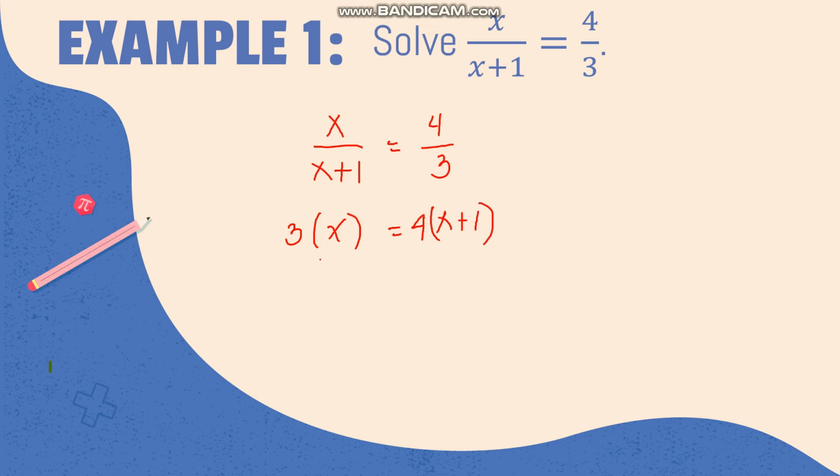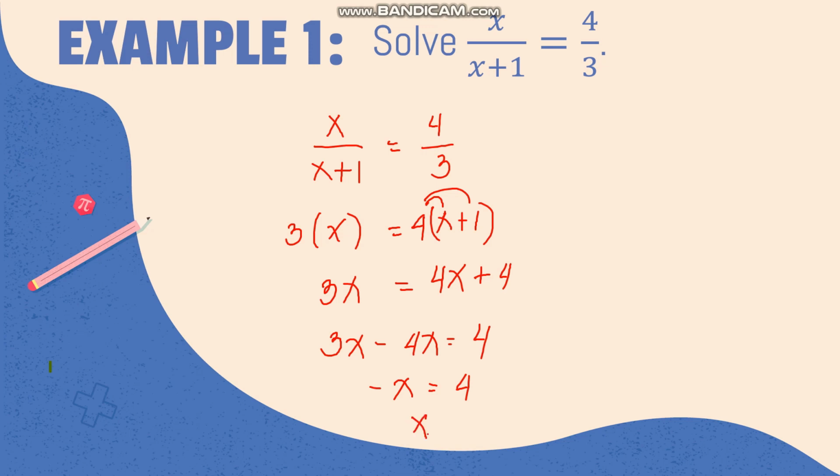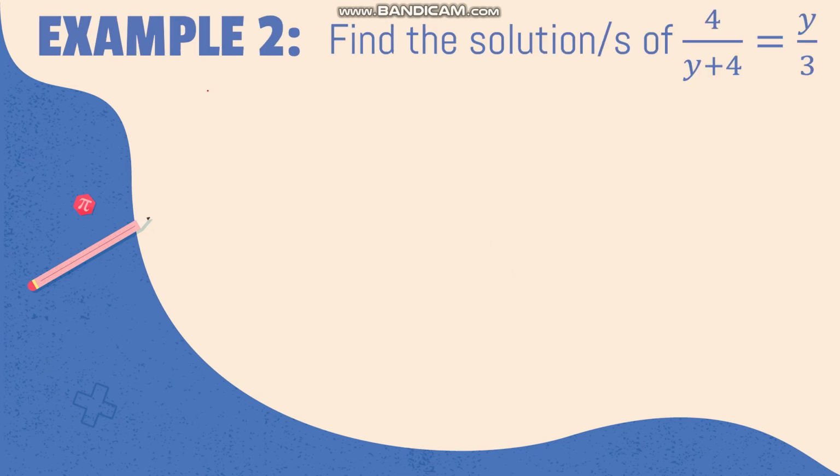Then after that, you just have to simplify. So 3 times x is 3x. Then we have 4 times x plus 1, so we have 4x plus 4. Distribute, and simplify: 3x minus 4x equals 4. Negative x equals 4, or x is equal to negative 4. As you can see, we also got the same answer, x equals negative 4. So it's either you use the LCD or you do cross multiplication. Next, find the solution or solutions of 4 over y plus 4 equals y over 3.